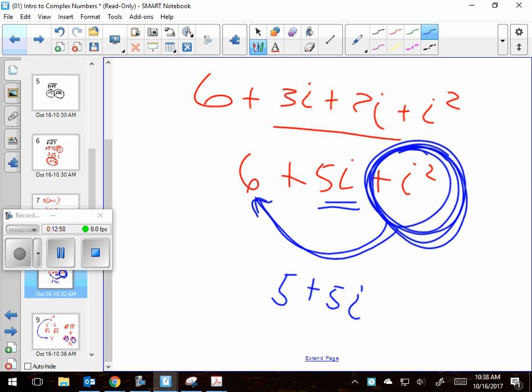And I want you to also know that we always put the real part first and the imaginary part second. So the i will always be last, unless there's a square root involved. If, like I said before, this had a square root of 3 in it, you can put the i right in front of that square root. But this is the real part. This is the imaginary part. That's what makes it complex.